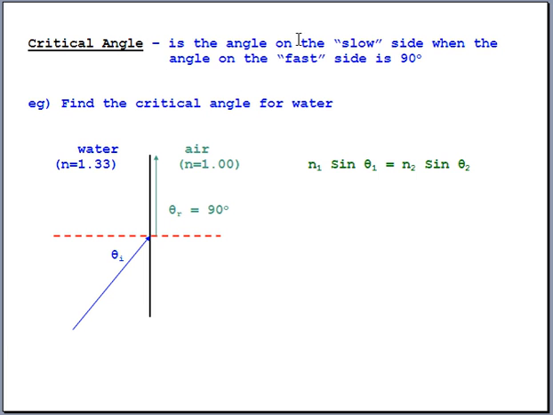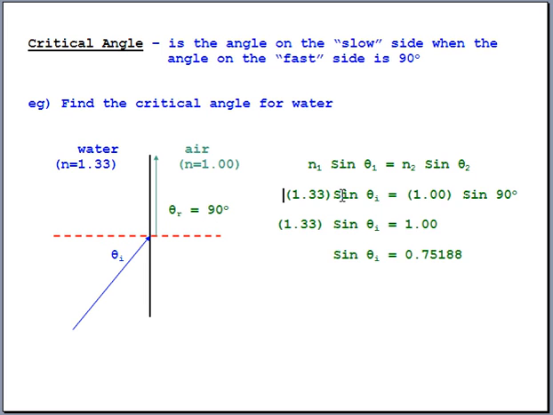Okay, so the critical angle is the angle on the slow side. It's the slow side angle when the fast angle is 90. Often, but not always, the fast side is air. And that's what it is for this picture. So I've got my critical angle happening. I'm going to try to find this angle for water, and then 90 degrees over here for the air side. And I'm just going to let Snell's law do its thing.